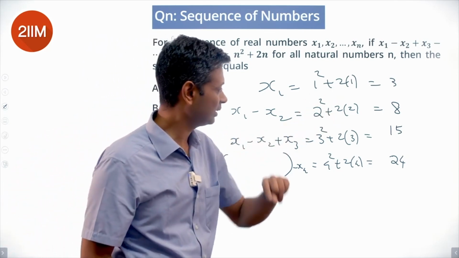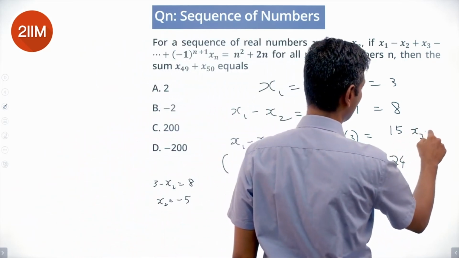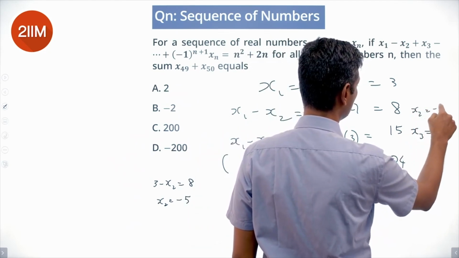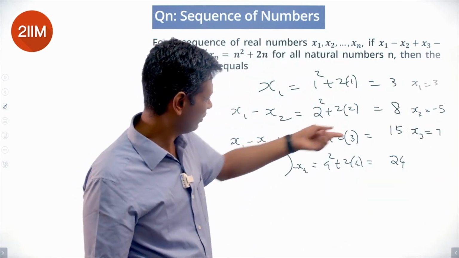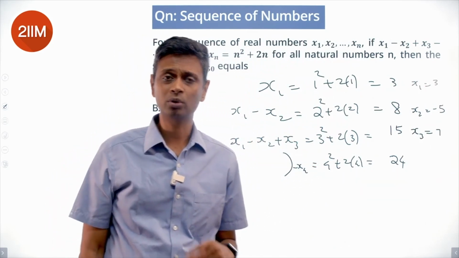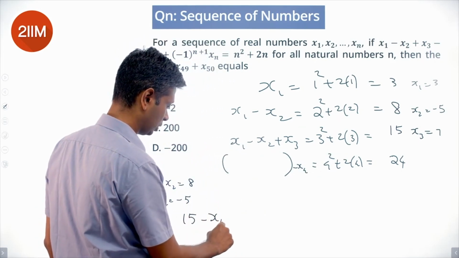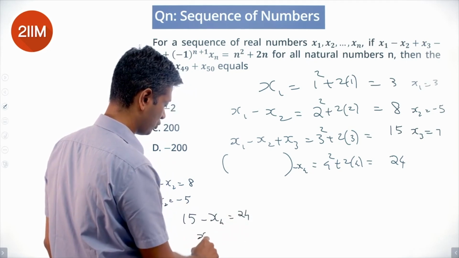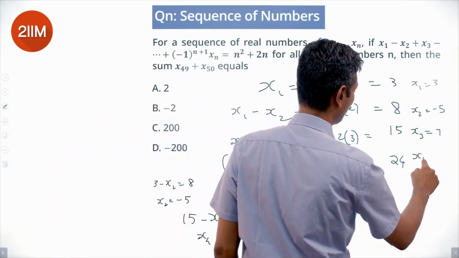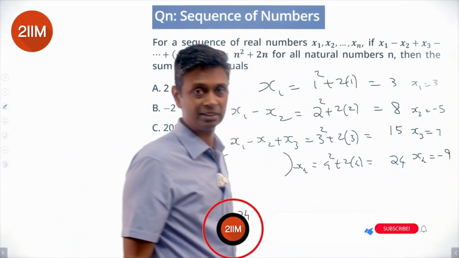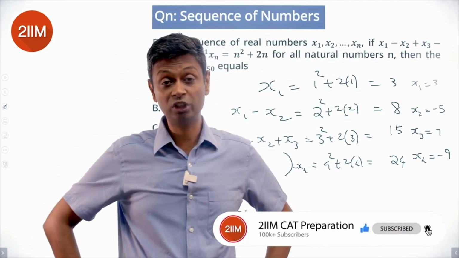x1 minus x2 is 8. Add x3, we get 15, or x3 is 7, x2 is minus 5, x1 is 3. From 15, we subtract x4 to get 24. 15 minus x4 is 24, or x4 is 15 minus 24, which is minus 9. Nice, we've got ourselves a beautiful pattern. 3 minus 5, 7 minus 9, 11 minus 13. Alternate plus and minus, just a series of odd numbers.